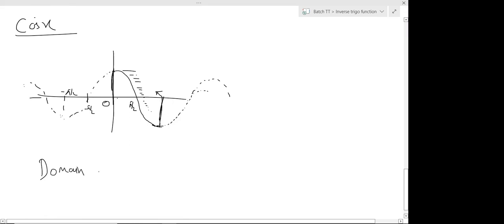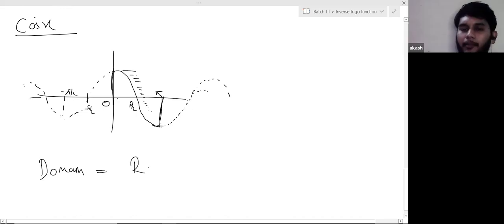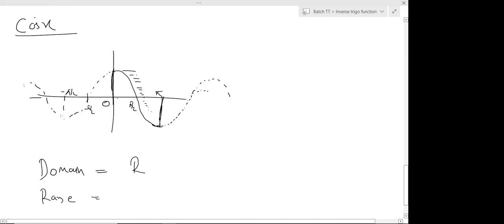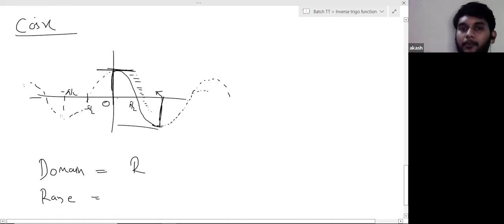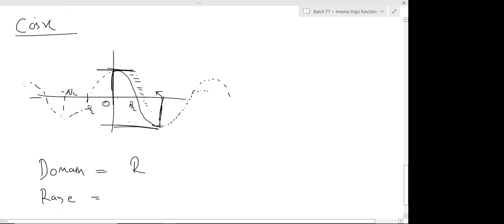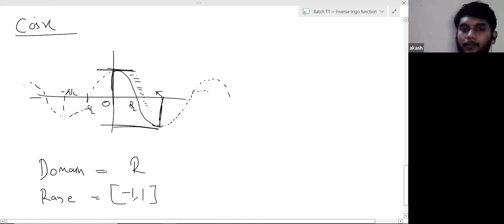So first we can write the domain of cos x is again R, minus infinity to infinity, and the range is the y values, which is, this is the maximum and this is the minimum. So it will be minus 1 to 1, right? Minus 1 to 1.